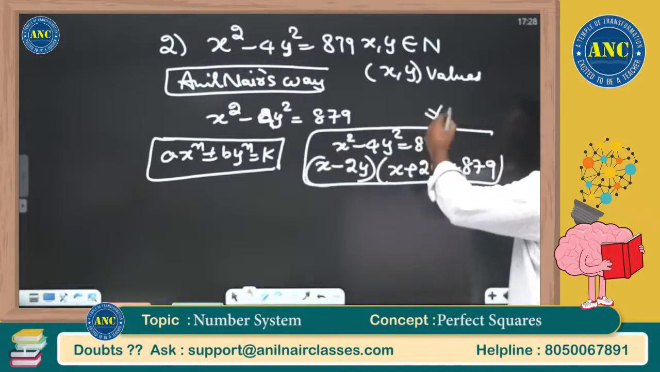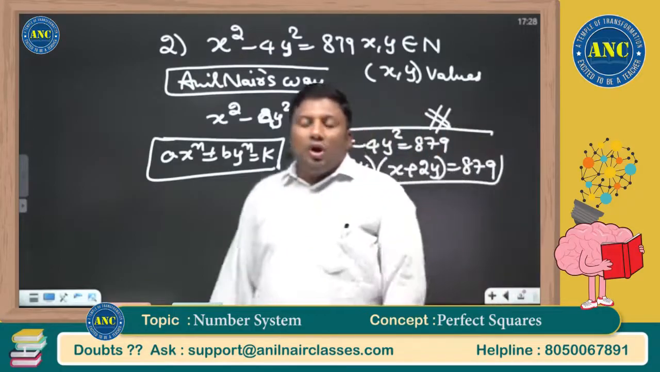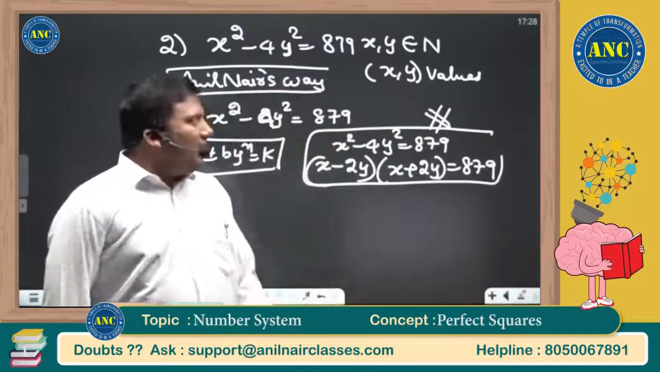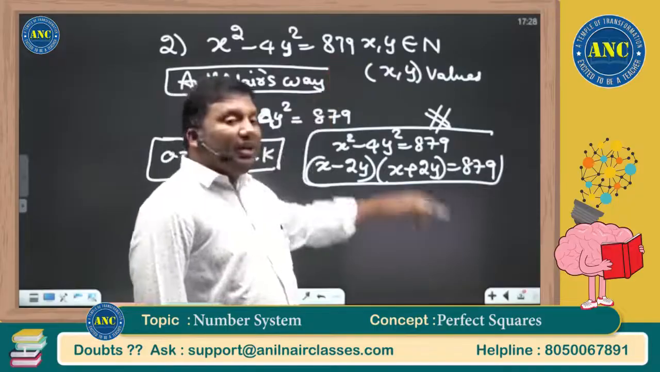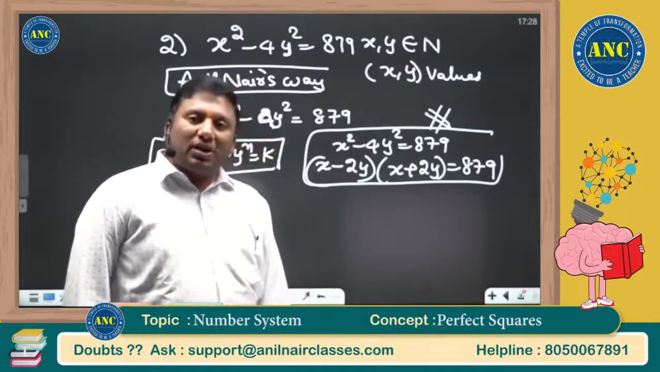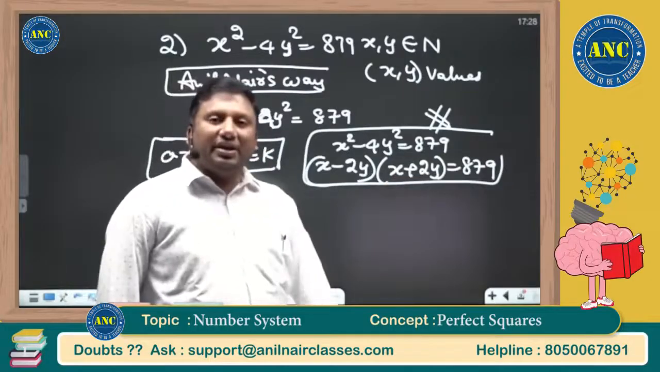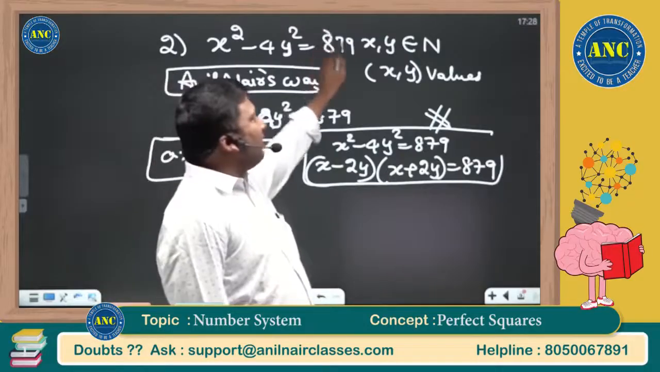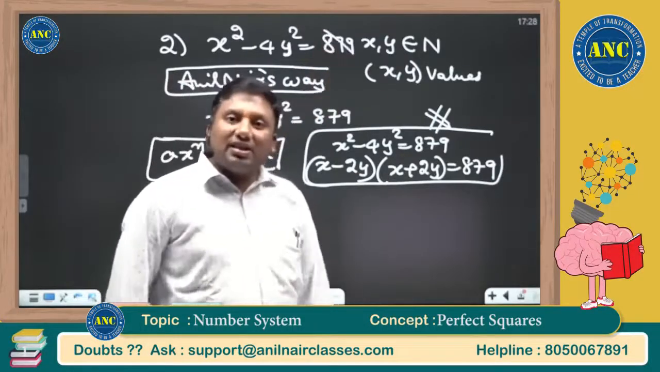In case you are solving it like this, you have to check whether 879, 8 plus 7 is 15, 15 plus 9 is 24, 2 plus 4 is 6. You have to factorize 879. What if instead of 879, there is some other number?